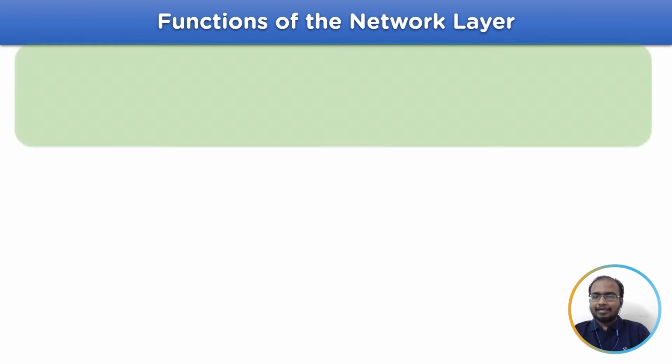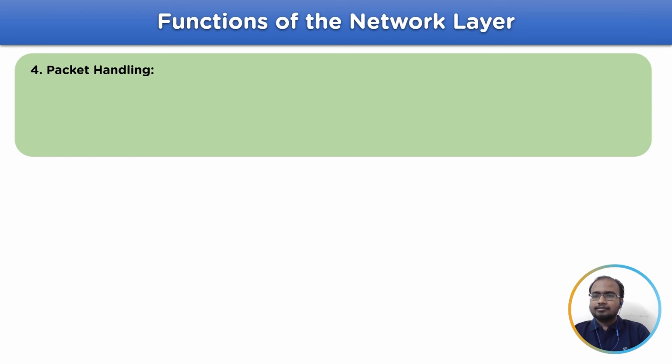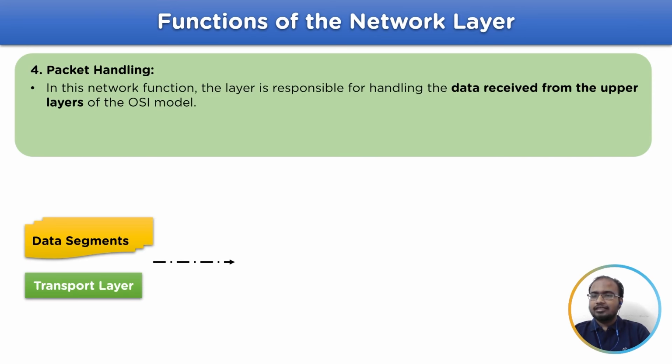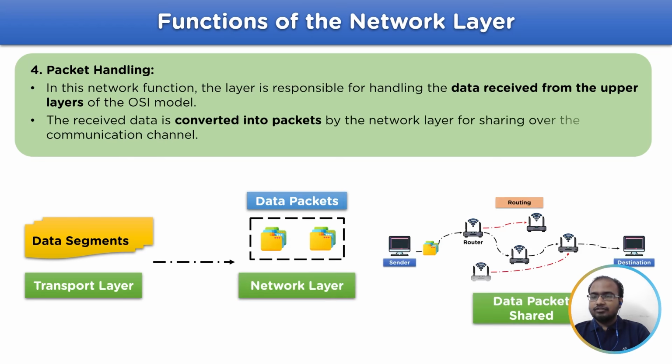Next up, packet handling. In this network function, the layer handles the data received from the upper layers of the OSI model. The network layer converts the received data into packets for sharing over the communication channel.